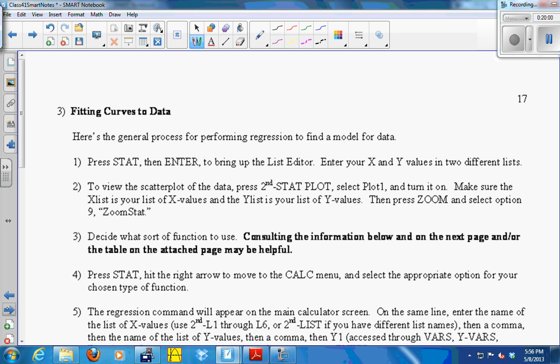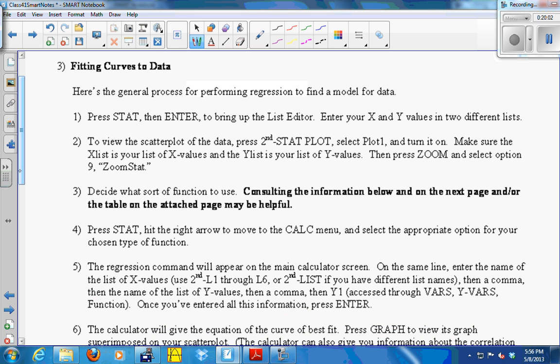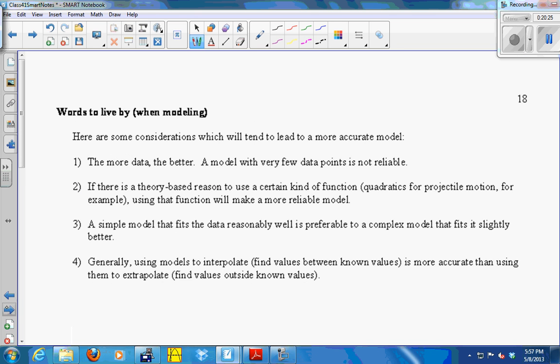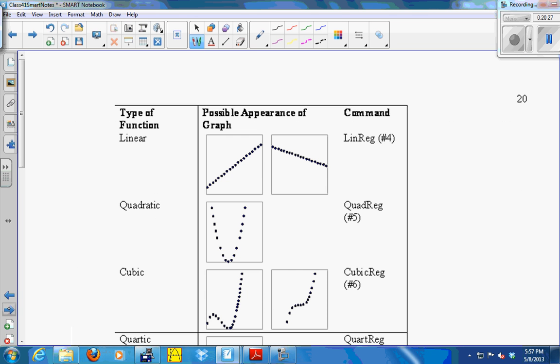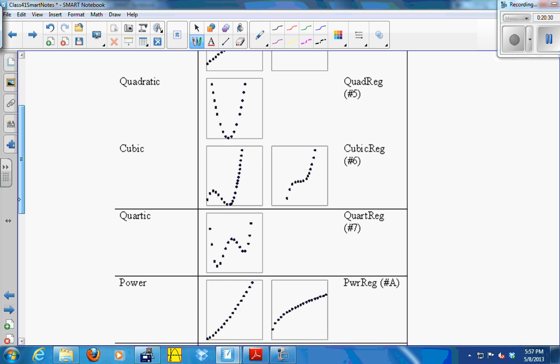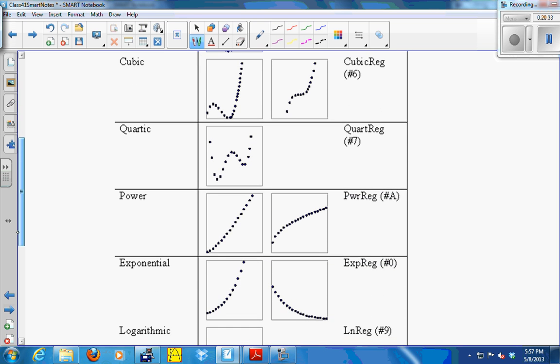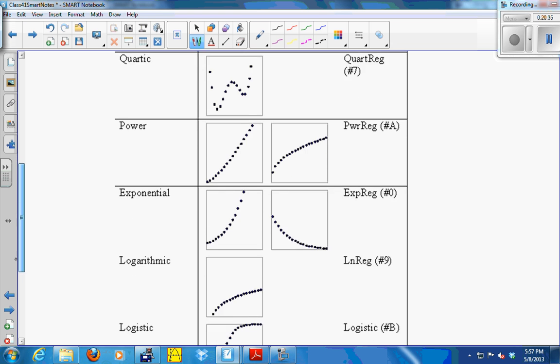So in general, when you're fitting curves to data, first thing you got to do is enter the data in your calculator and look at the scatter plot. Okay. Once you look at the scatter plot, decide what sort of function to use. So you want to take a look at the general shape of your data and say, that kind of looks like a logistic or a quartic or an exponential. So I gave you a little chart here that gives you examples of data that you might use for various models.